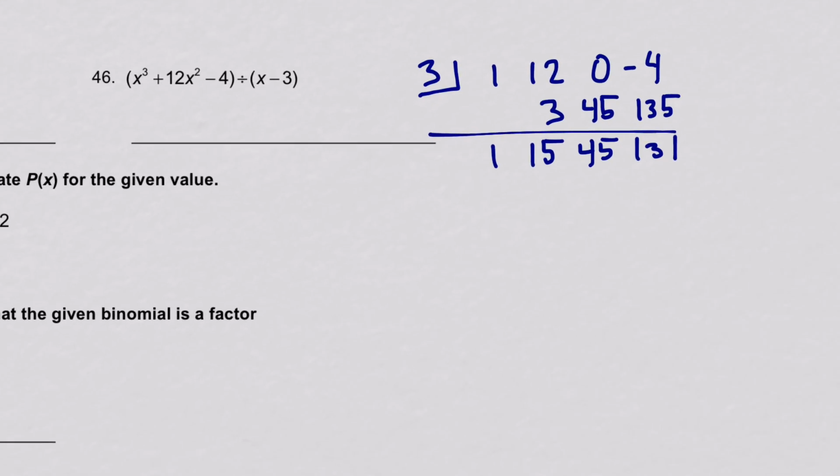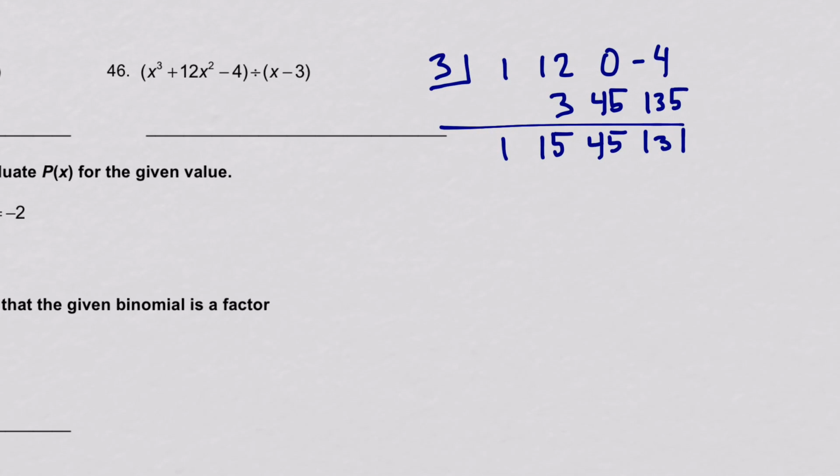Here's the work for 46. I have 1, 12, 0, negative 4 like I started it. I'm dividing by 3. I'm putting 3 here, not negative 3. Make sure you always check that for synthetic division. Bring down the 1. 3 times 1 is 3. 12 plus 3 is 15. 3 times 15 is 45. 0 plus 45 is 45. 3 times 45 is 135. Negative 4 plus 135 is 131. Okay, and you're done. Notice that we didn't get 0, which means that x minus 3 doesn't actually go into it. So we have a remainder.